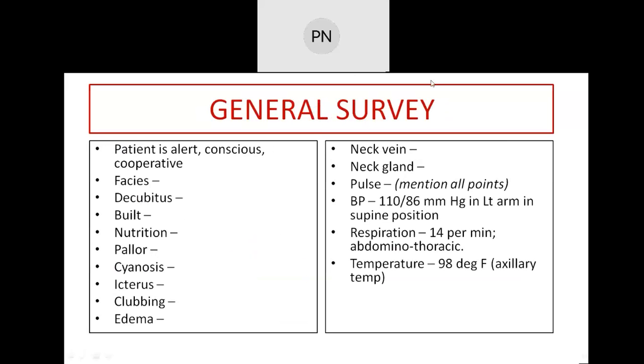What will be the findings in general survey in a patient with mitral regurgitation? Let us see. Patient is alert, conscious, cooperative. Face, again, may be normal, or there may be a cyanotic hue. This is more common because the patient has left ventricular failure. That may be present here. Decubitus, if the patient is breathless.